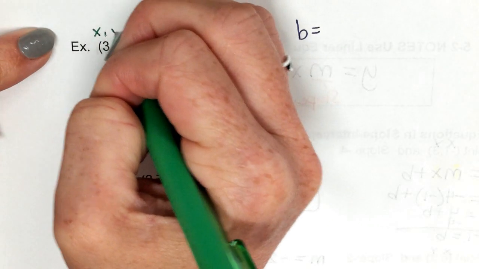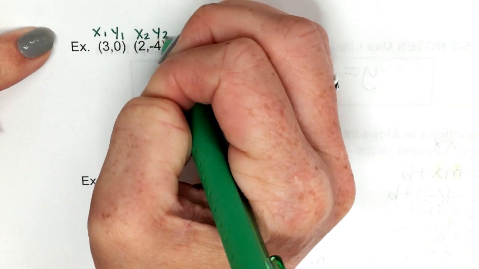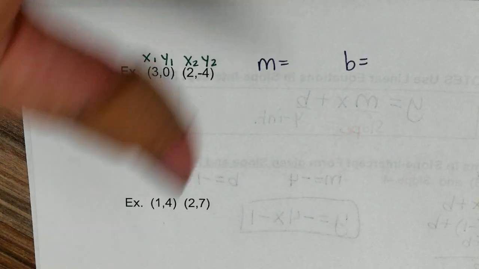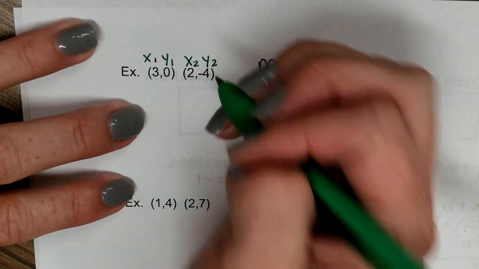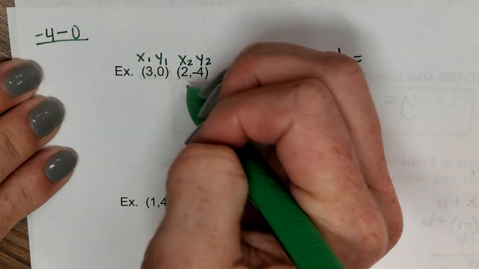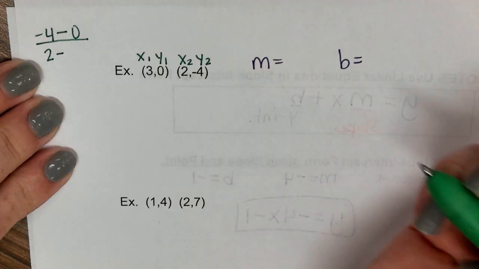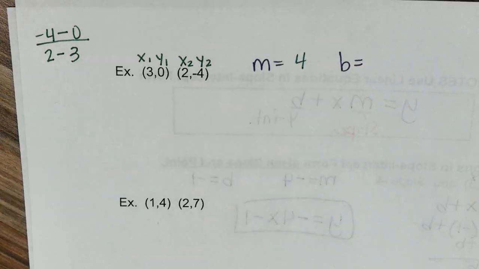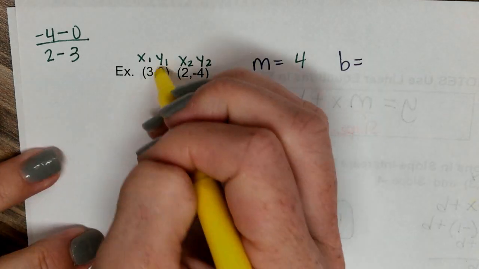So I have x1, y1, x2, y2. I'm going to do y2, negative 4, minus y1, 0, over x2, which is 2, minus x1, which is 3, which is negative 4 over negative 1. Isn't that positive 4? Okay, so my slope is positive 4. Which one of those coordinates would y'all like to use to plug in for x and y? All right, so 3, 0.